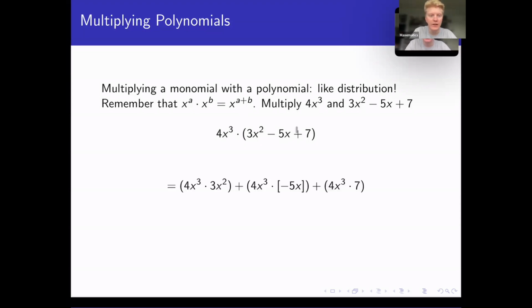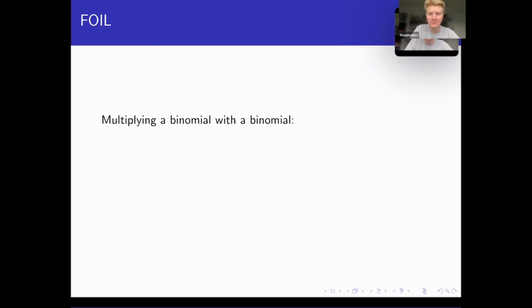Okay, we'll start there. Well, 4x cubed times 3x squared, this is something that we did in the previous section. 4 times 3 is 12, x to the third times x squared, x to the 3 plus 2, x to the fifth. 4 times negative 5, negative 20, x to the third times x, x to the fourth. 4 times 7, 28x cubed. That's multiplying, just using the product rule from last section.